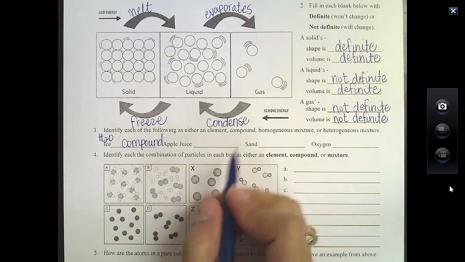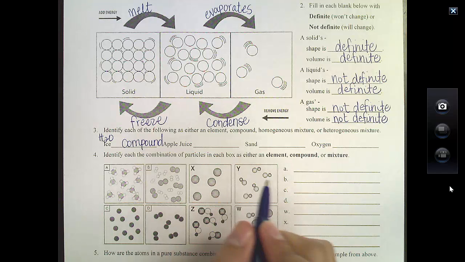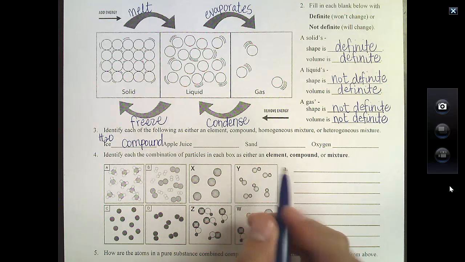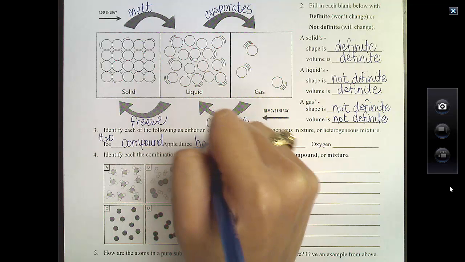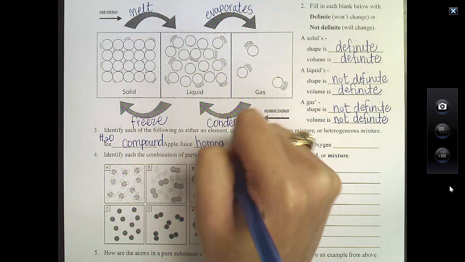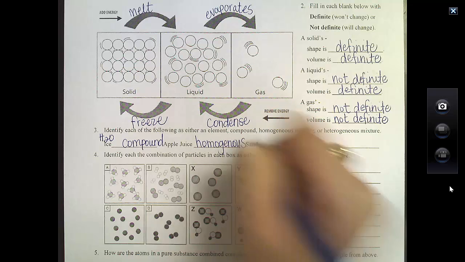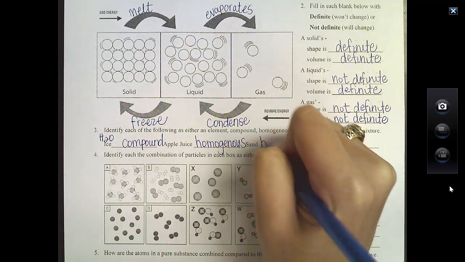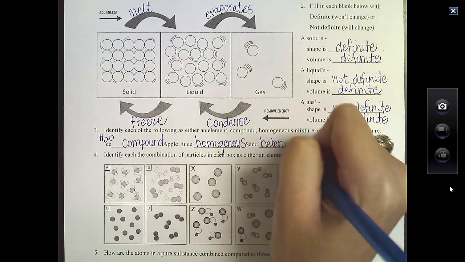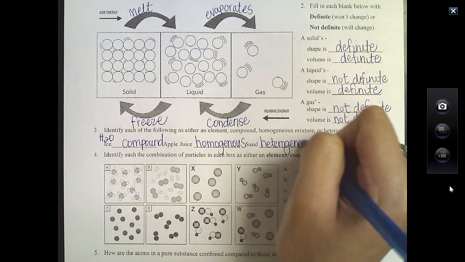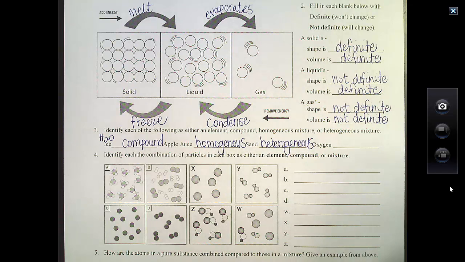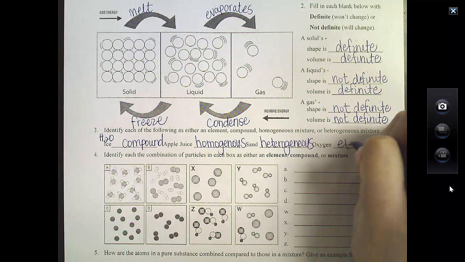Apple juice is a mixture, but it looks the same throughout. So even though it's a mixture, a combination of a bunch of things, it all looks like one. So that would be a homogeneous mixture. Sand is a heterogeneous mixture. And oxygen is on the periodic table, so that is an element.